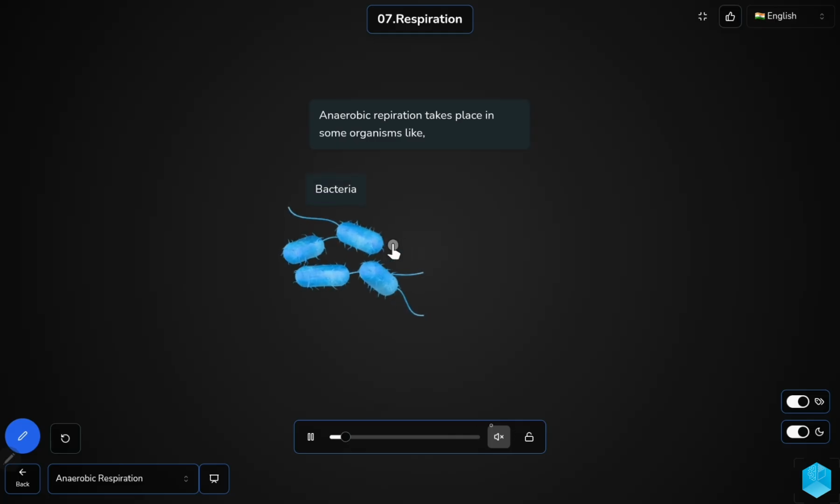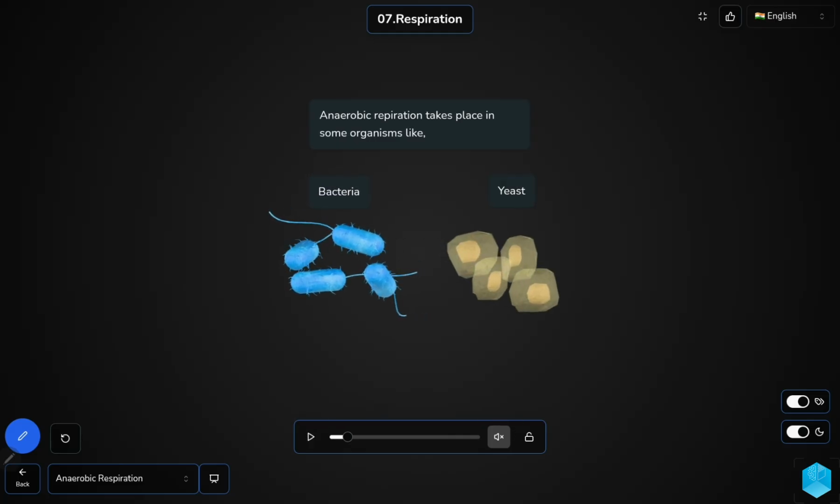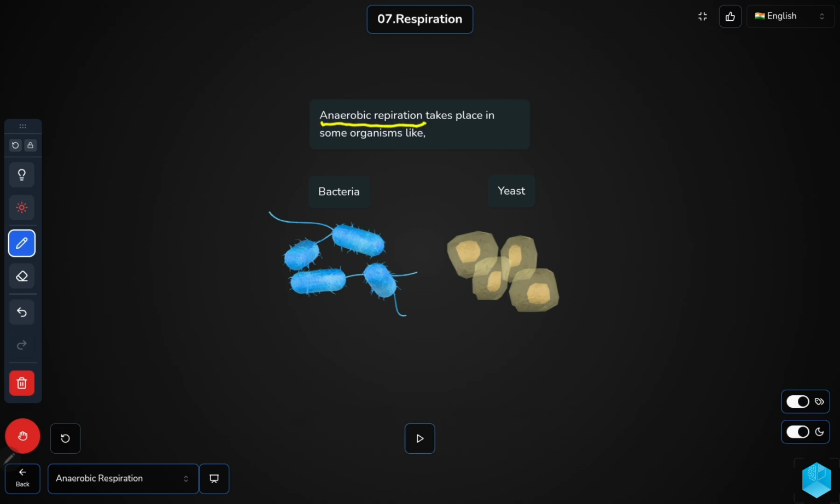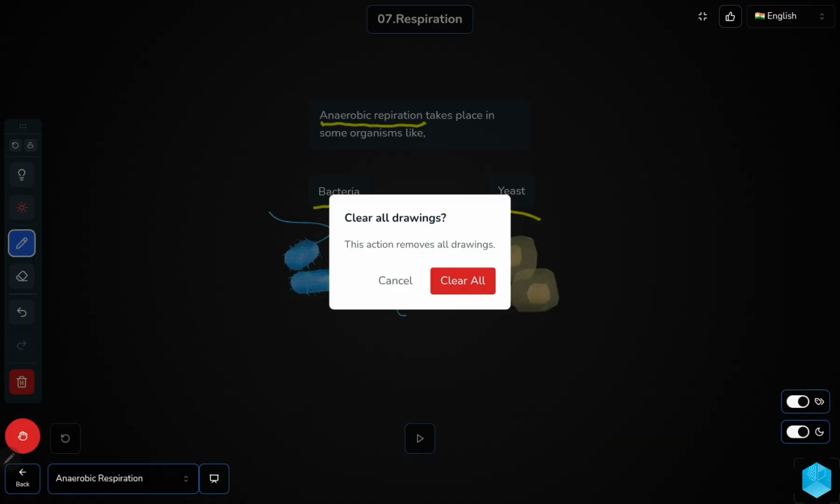Then next let us talk about another type of respiration called anaerobic respiration. What is anaerobic respiration? Anaerobic respiration is respiration which takes place in the absence of oxygen. We have seen aerobic respiration, which takes place in the presence of oxygen, whereas anaerobic respiration takes place in the absence of oxygen. Organisms in which anaerobic respiration takes place include yeast and some bacteria.